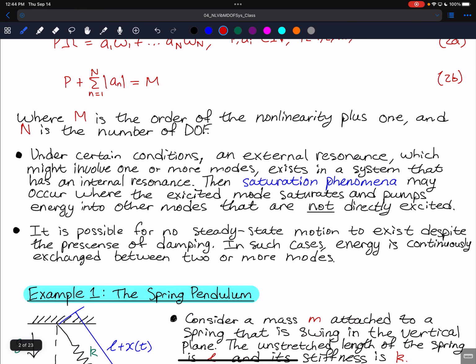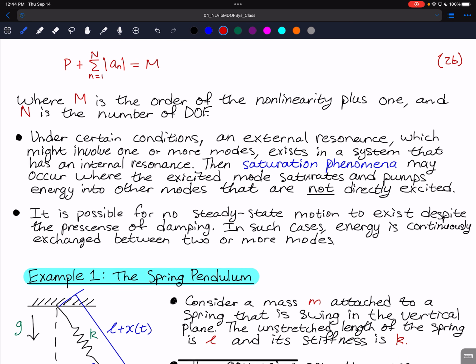Okay, and so it's also possible for no steady state motion to exist. Despite damping, you can have no steady state motion, you can get quasi-periodic motions, you can get totally non-regular or aperiodic motions, and generally in cases like this, you can have energy being continuously exchanged between two or more modes.